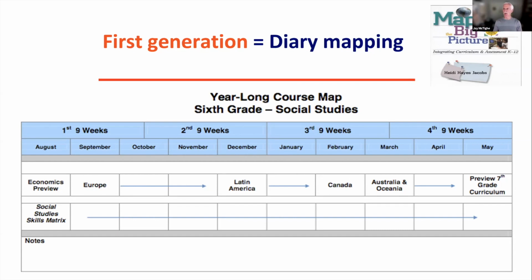And maybe we find out, for instance, that at the elementary level, well, we didn't realize there were 3 dinosaur units being taught, K, 1 and 3, but the teachers don't know what each other is teaching. That was the purpose of diary mapping, to kind of get a better sense of what's actually being taught. And there's Heidi in the upper left.